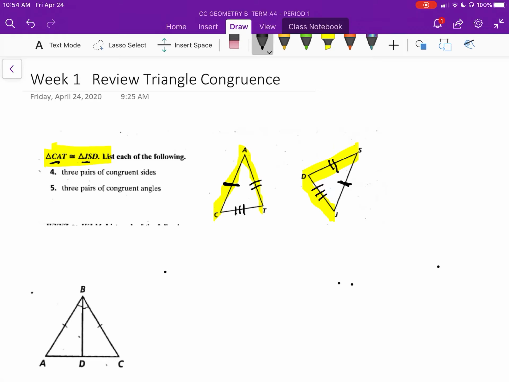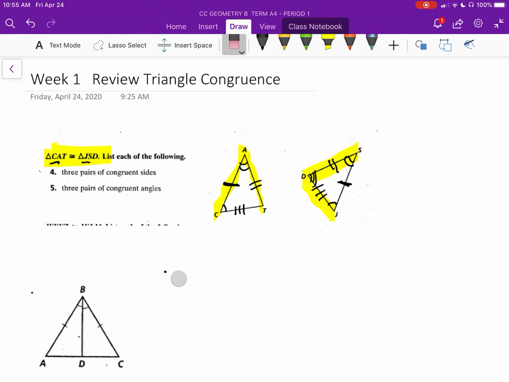If we want to name the congruent angles, C matches with J, so let's use this little mark here. A matches with S, and T matches with D. Okay, so that's enough. We can just show congruency by drawing it on the picture. We could also write it out.